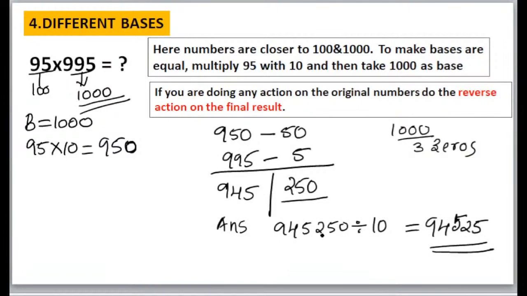Because we have multiplied 95 with 10, you have to divide the final result with the 10. Here RHS is 50 into 5 and LHS is 950 minus 5.